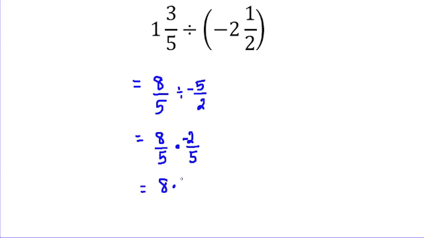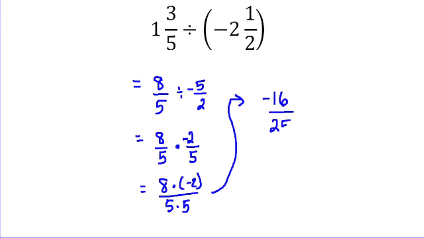So let's put these together now. 8 times -2 over 5 times 5, which is -16 over 25. It's already simplified, and we know that because there's nothing we could cross cancel, so this is our simplified final answer. So that's just a look at some different ways to think about dividing fractions.